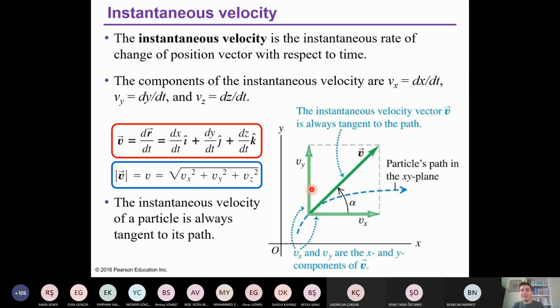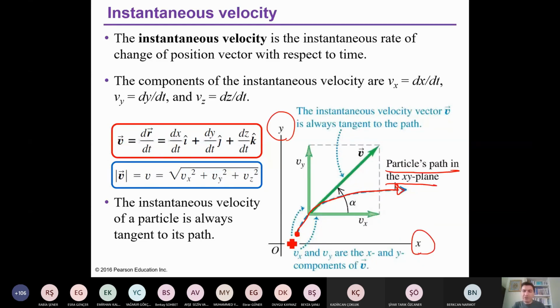So here we have a two-dimensional motion. This is the x-axis, this is the y-axis, and this is the particle's path. Let me show you again with red color. Here we have a particle, and in two dimensions, the particle is moving like this, okay? The particle's path in the xy plane. This is the x-axis, this is the y-axis, and this is the xy plane.